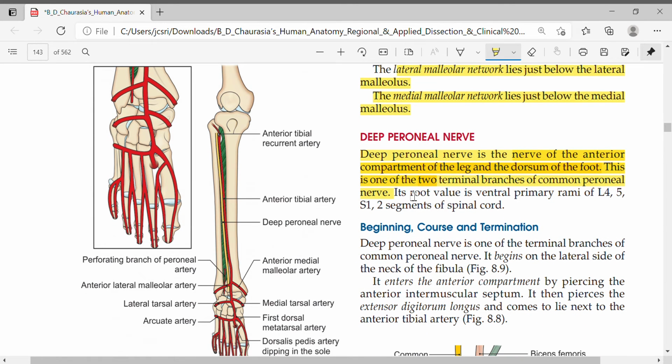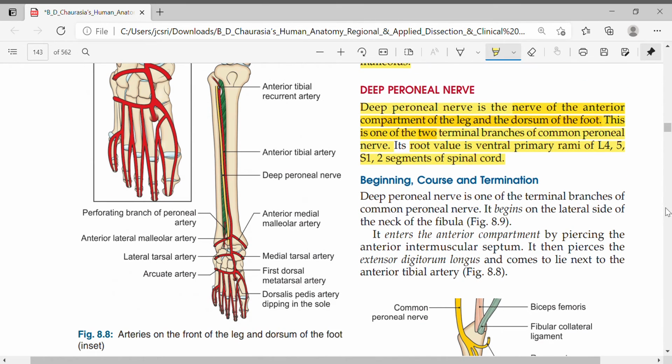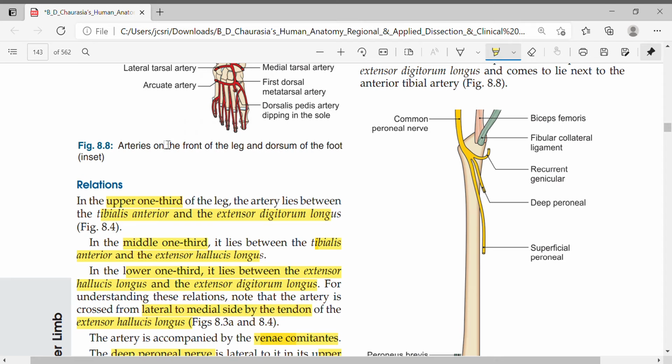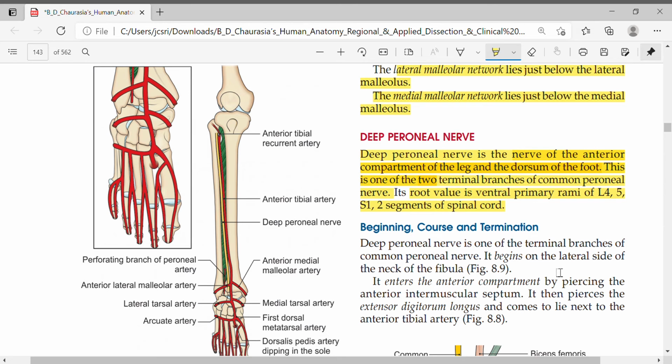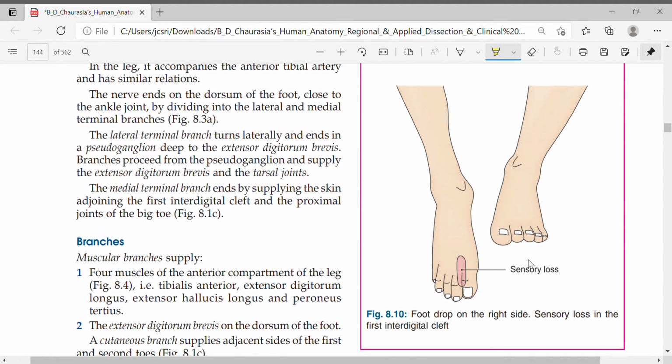The root value of this is the ventral primary rami of L4, L5, S1 and S2, from the lumbar and sacral plexus. Okay, that is with L5 and S1, right? Superficial peroneal also has L4, L5, S1 and S2. The deep peroneal nerve terminates as a medial and lateral terminal branch on the dorsum of the foot. On the dorsum of the foot, it divides into the lateral terminal branch and medial terminal branch.